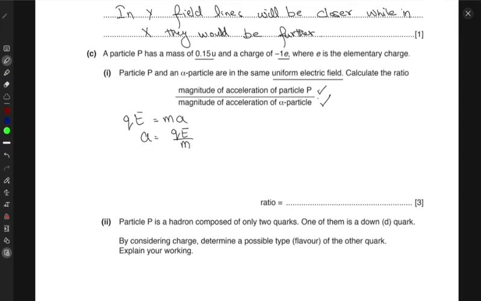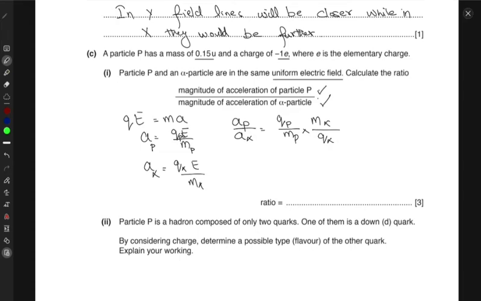Now we want to find the ratio of these accelerations. So for particle P, this would be charge on particle P times E over mass of particle P, and they're in the same uniform electric field, so E is the same. And the acceleration for particle alpha is charge of particle alpha times E over mass of particle alpha. So the ratio of A_P to A_alpha, the E would cancel out, right? And you would get Q_P over M_P times M_alpha over Q_alpha.